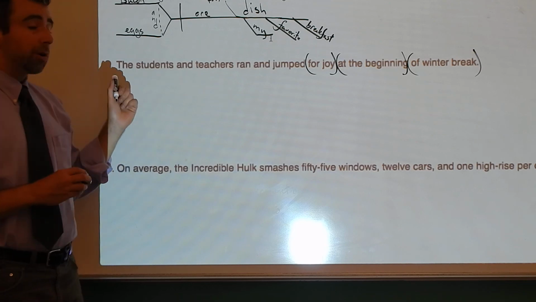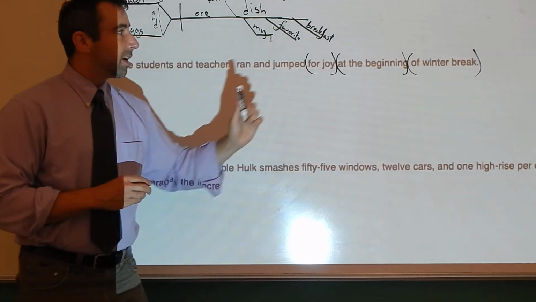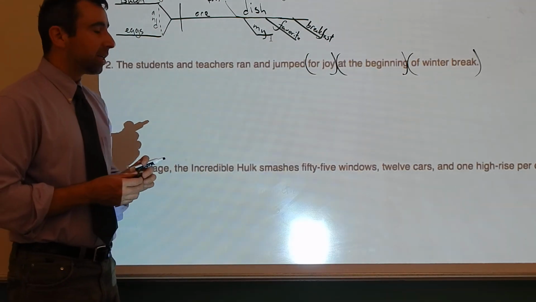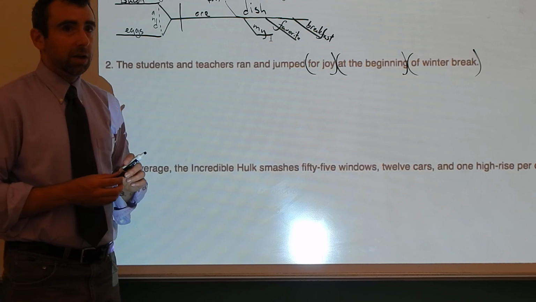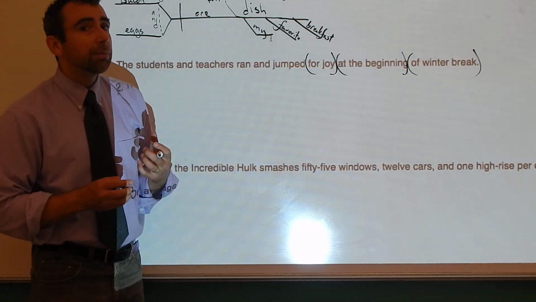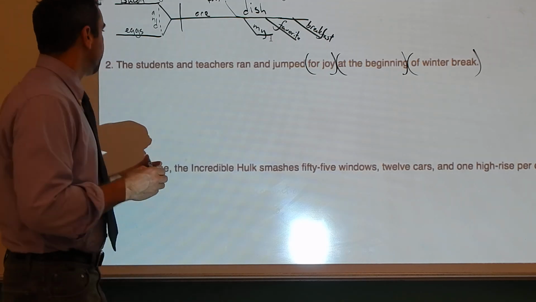Okay, I hope you found that there were 3 prepositional phrases here: for joy, at the beginning, and of winter break. The next thing you should do is identify the subjects and predicates that you can find. Notice that those words, subjects and predicates, can be plural now. That's a hint. Pause the video until you're done.